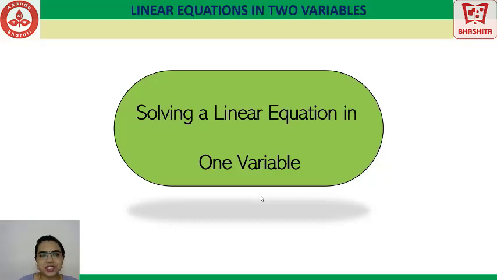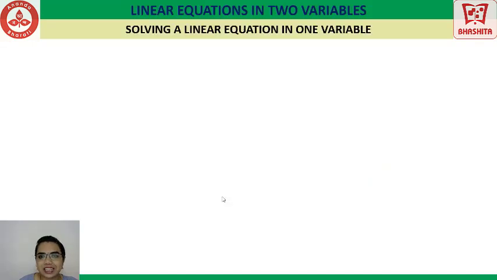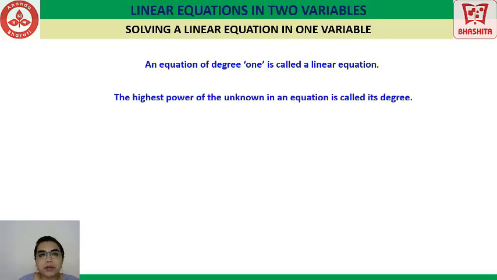Let us now look into the first subtopic of the chapter linear equations in two variables, and that is solving a linear equation in one variable. Okay, now what is a linear equation? I hope we have actually studied this in our previous classes. Let us have a small recap of this. An equation of degree 1 is called a linear equation. Yes, but what do we mean by degree? The highest power of the unknown in an equation is called the degree of an equation.